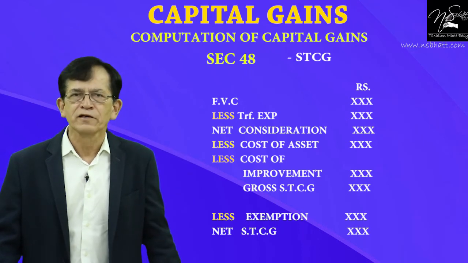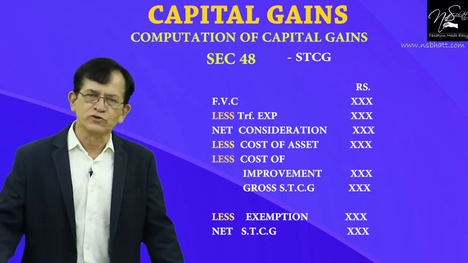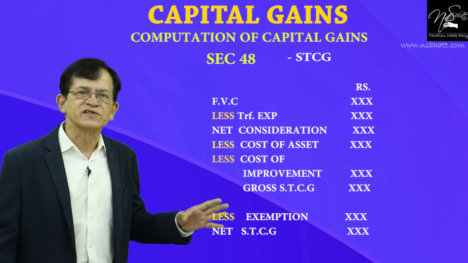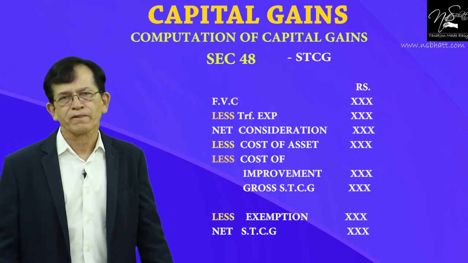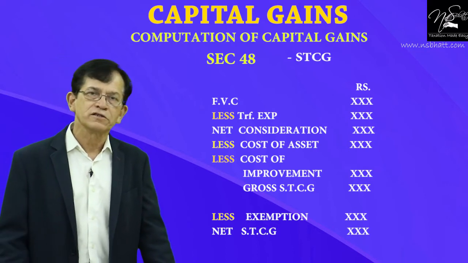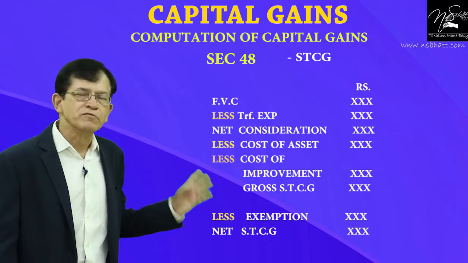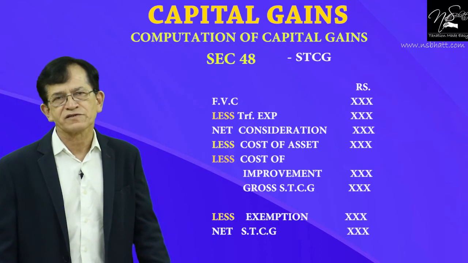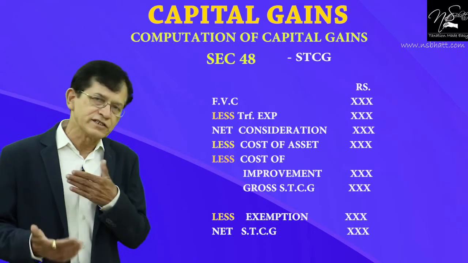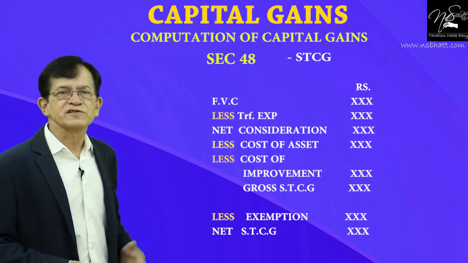For example, you sell a house through a broker, so you pay what? Brokerage. That brokerage would be available to you as a transfer expense. You sell the shares through a broker and you pay the brokerage. That will be called here by the word transfer expenses. You make some legal documents, and that is your expense related to the transfer. It will be called transfer expenses and you can claim it.